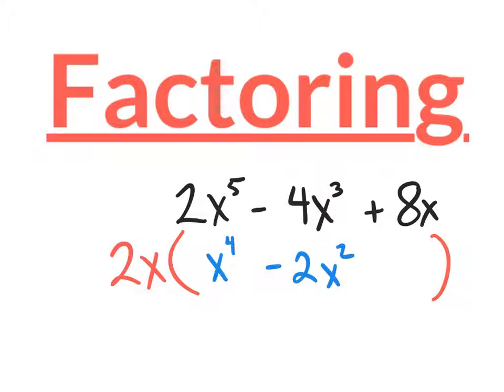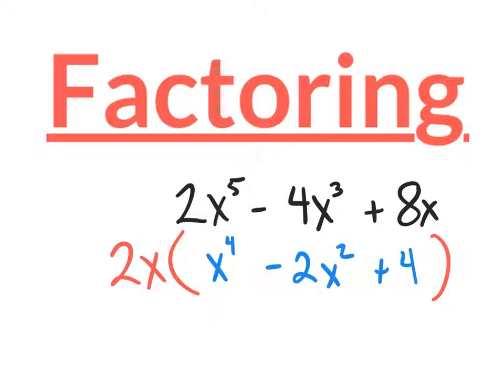Now how am I getting these terms? I'm thinking 2x times what will give me the negative 4x to the 3rd. So 2 times negative 2 is negative 4. x times x squared is x to the 3rd. And the last term here, what would that be? In other words, 2x times what will get us the 8x? That would be 4, right? Just 4. And that's it.